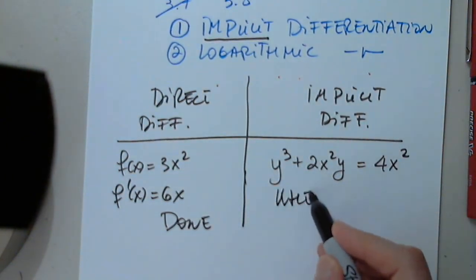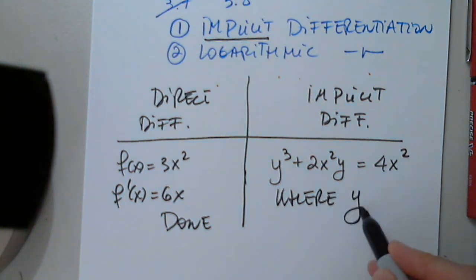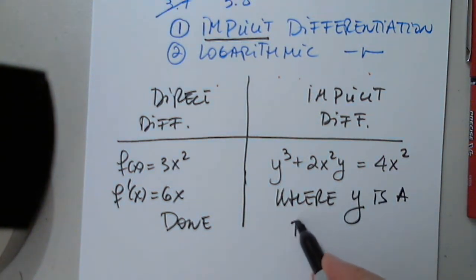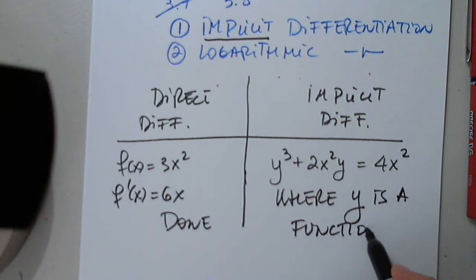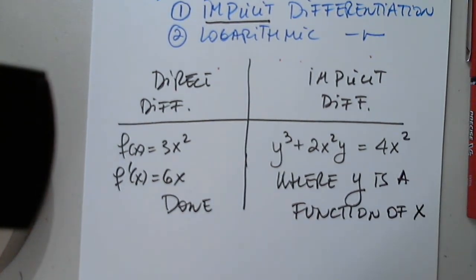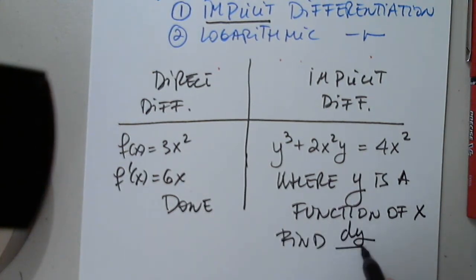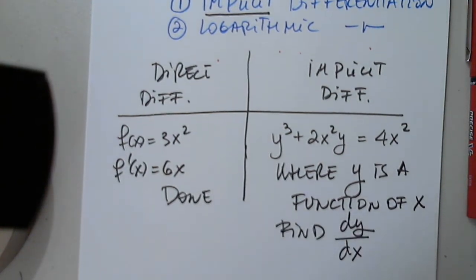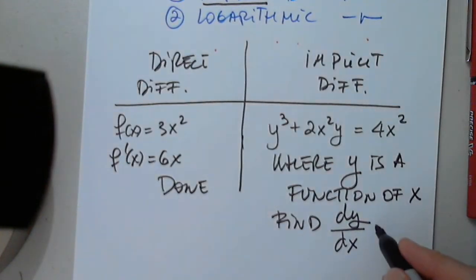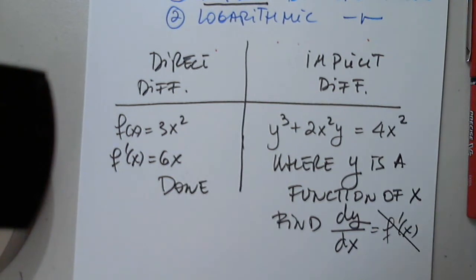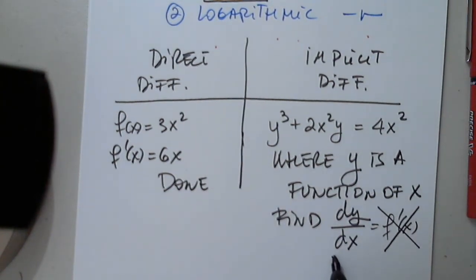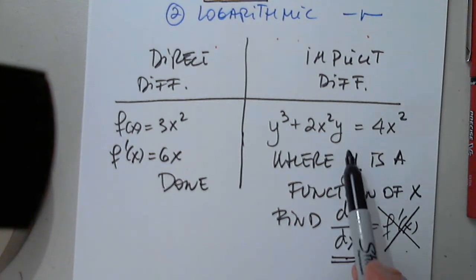Where y is a function of x. Find dy over dx. You can write f prime of x. Please don't. It's not wrong. It's not useful. This is the better notation of these two for this situation.